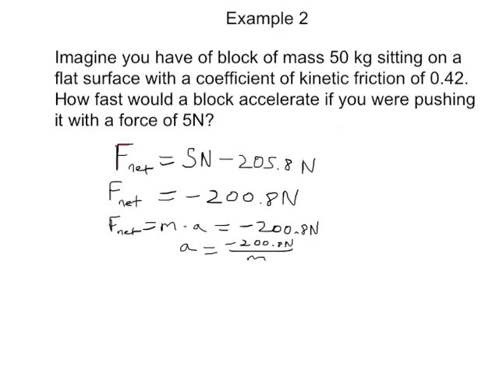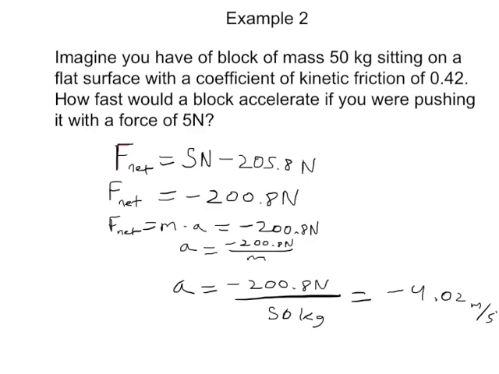So I just cleaned everything up a bit. But now we know that acceleration would equal negative 200.8 newtons over the mass, which is 50 kilograms, and this would be an acceleration of negative 4.02 meters per second squared. So what does this negative acceleration mean? Well, a negative acceleration means that the box is slowing down. It will be accelerating in the negative direction.